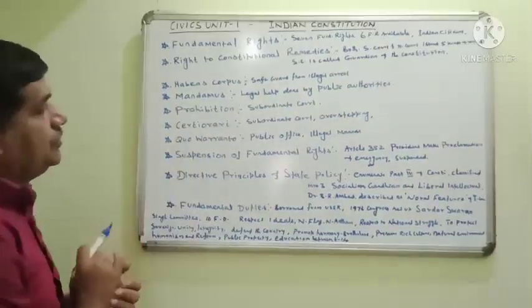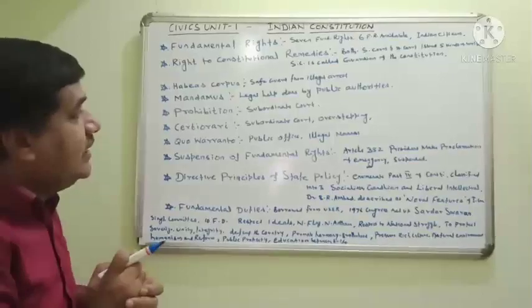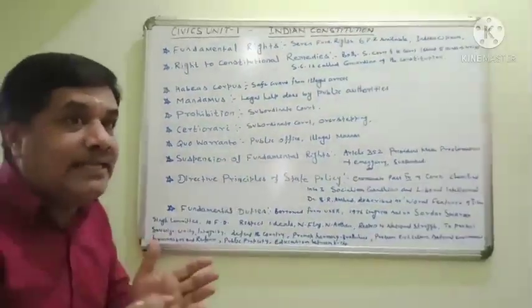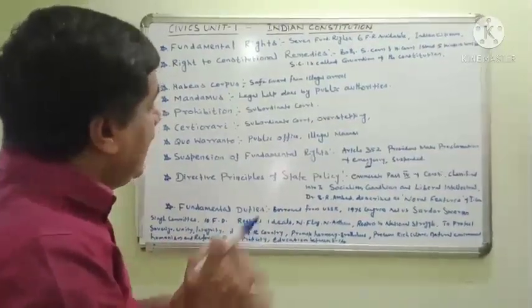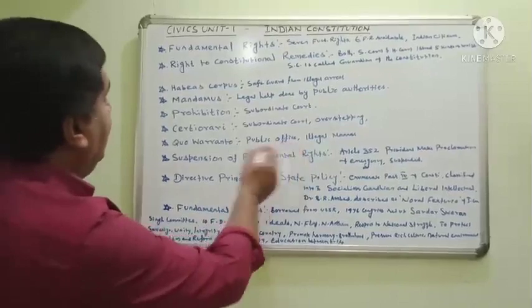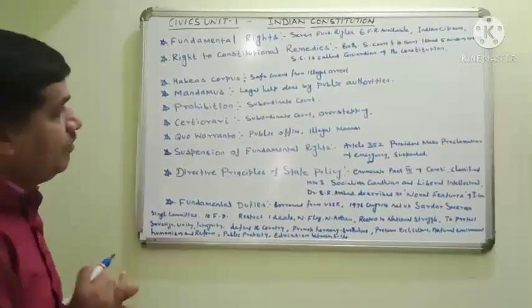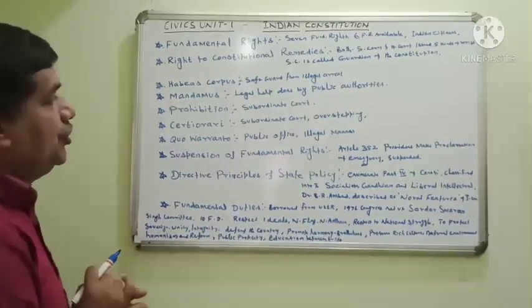Quo warranto: if a public officer acts in an illegal manner, or there is bribery or corruption, then quo warranto writs are issued, and the problem is solved by the quo warranto issue.